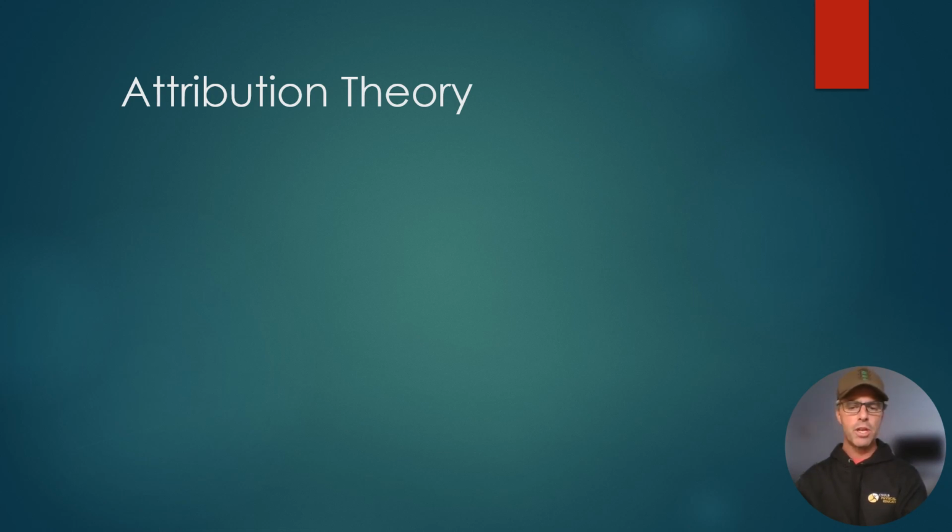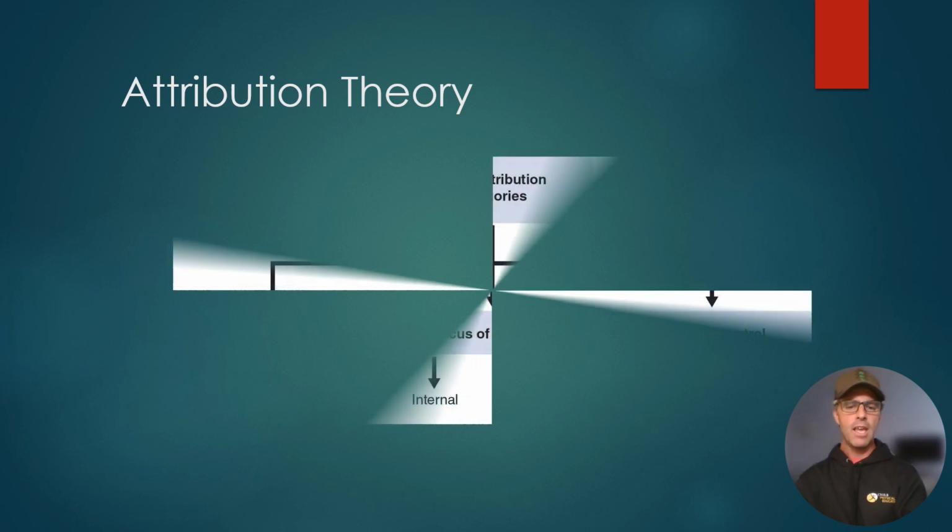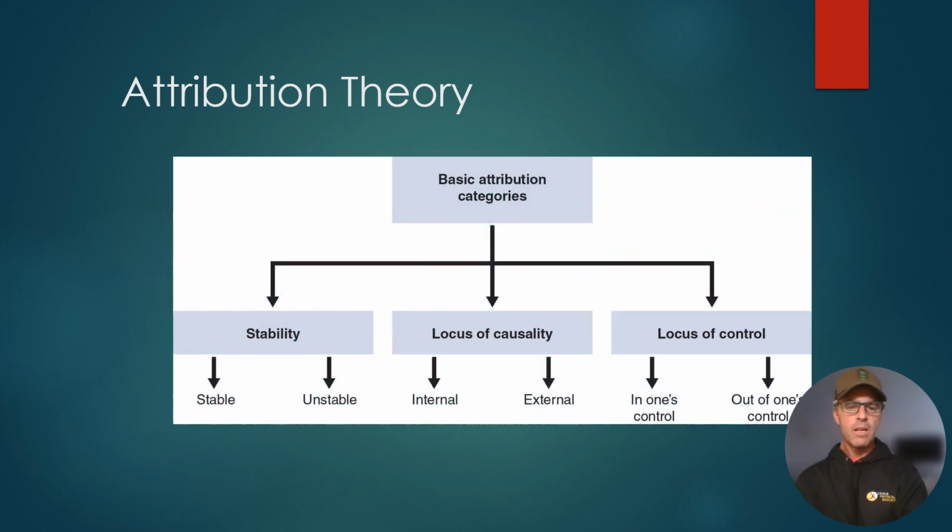With the attribution theory, remember that it is the theory of what we attribute to our successes and failures. Understand the levels and the categories here. The basic attribution categories are stability, locus of causality, and locus of control. Within stability, there are factors that are stable and unstable. Along with locus of causality, there are internal and external causes of your success or failure.